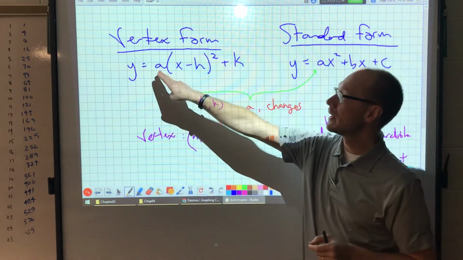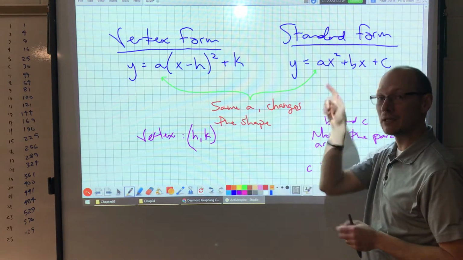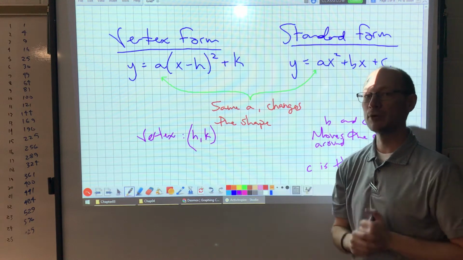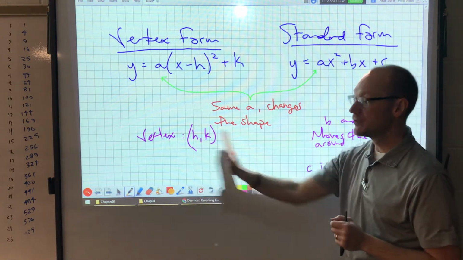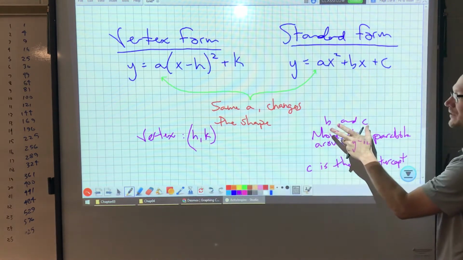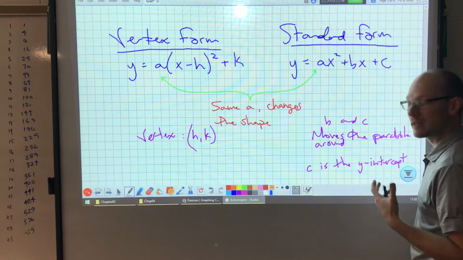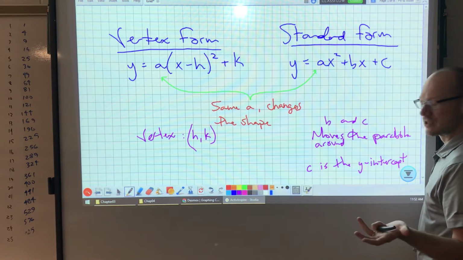If you have a 3 right here, if you turn this into standard form, it will be a 3 right here. They are the same value. They both affect the shape in the exact same way. h, k moves this thing exactly horizontally and vertically. b and c, they also move things around. They don't change the shape, but they don't move things around in a very predictable way. At least it doesn't seem to be at this point.